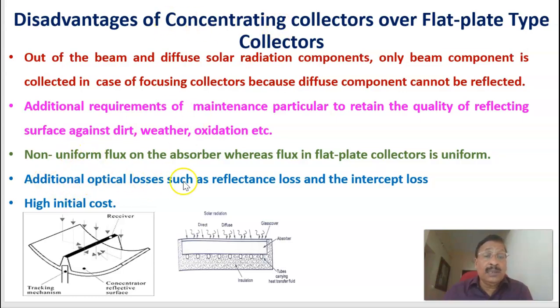Additional optical losses such as reflectance loss and intercept loss, therefore losses are much higher in concentrating type collectors compared to flat type collectors, and the initial cost is higher in the case of concentrating type collectors. Therefore, these are the disadvantages of concentrating type collectors over flat type collectors. This is a flat type collector and this is a concentrating type collector.